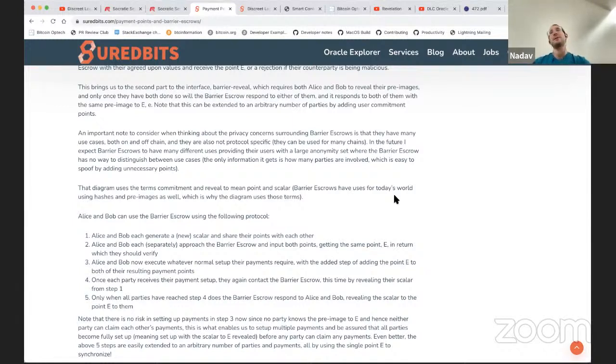It's very similar, especially if you're already doing DLCs. Arguably, there's much less trust required in a barrier escrow than in an Oracle. So it seems like an acceptable thing to do, at least for the DLC use case.